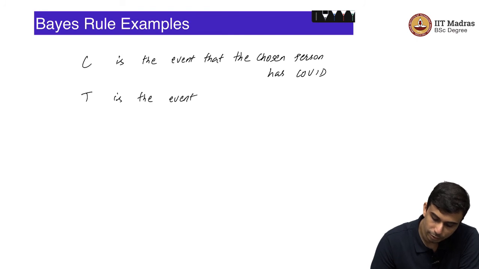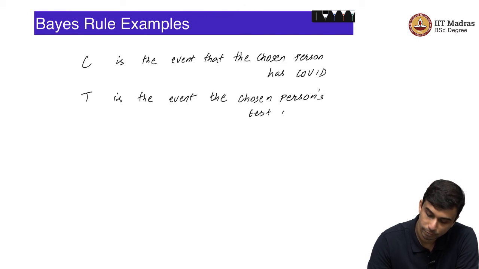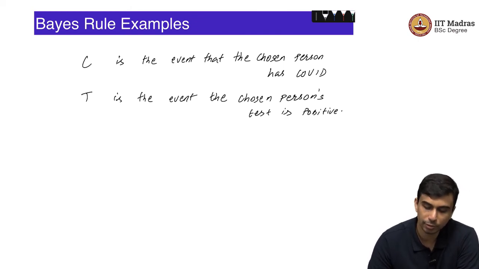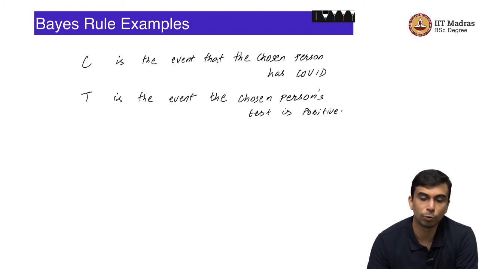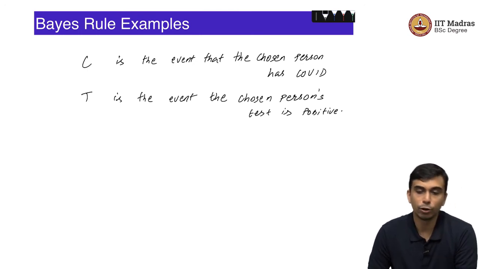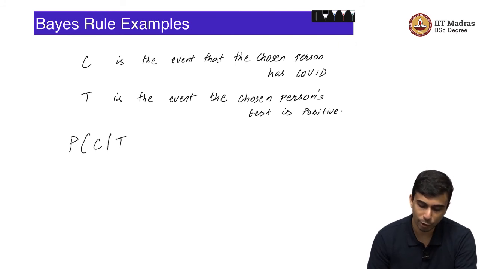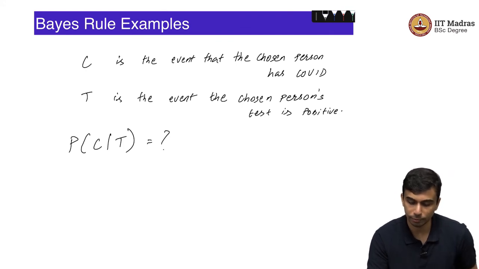T is the event that the chosen person's test is positive. Now let's say you have done the experiment, that is, you have chosen one person at random and done your PCR test and it has come out positive, and you want to go and speak to the person and say whether they have COVID or not. So what you want to be able to say is, what is the probability of COVID given the test is positive? This is what you want.